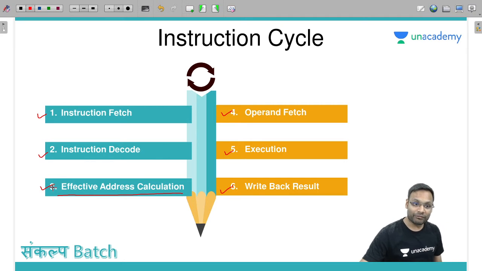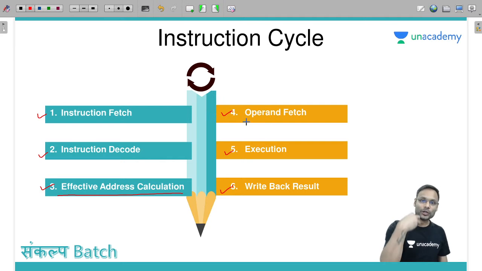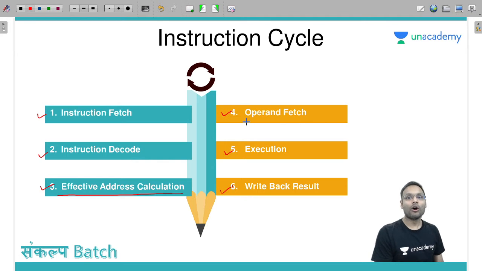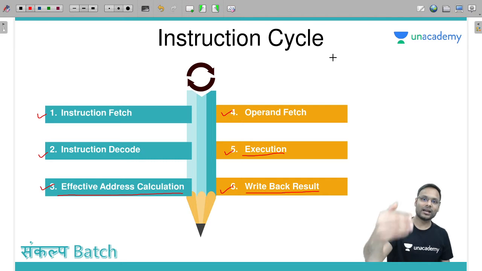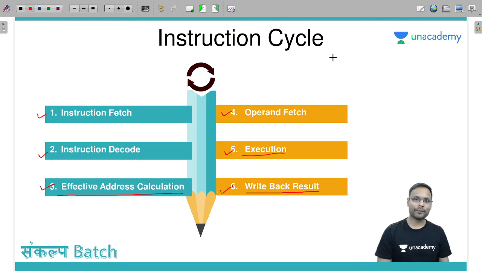And then once the effective address is calculated, we will know where the operand is present, since its address is calculated. Using that address, go and fetch the operand so that the operation can be performed on those operand values. Then execution is nothing but performing the operation. And once the operation is performed, its result will be generated somewhere in the accumulator. Its result should be written back to the destination. Maybe the destination is a register or a memory operand or whatever. We have to go there and write back the result. This cycle continues for all the instructions.